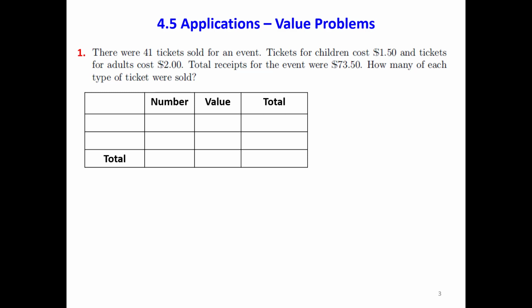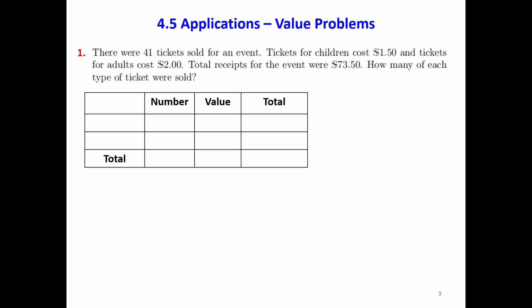In this case, there were 41 tickets sold for an event. Tickets for children cost $1.50 and tickets for adults cost $2. Total receipts for the event were $73.50. How many of each type of ticket were sold?